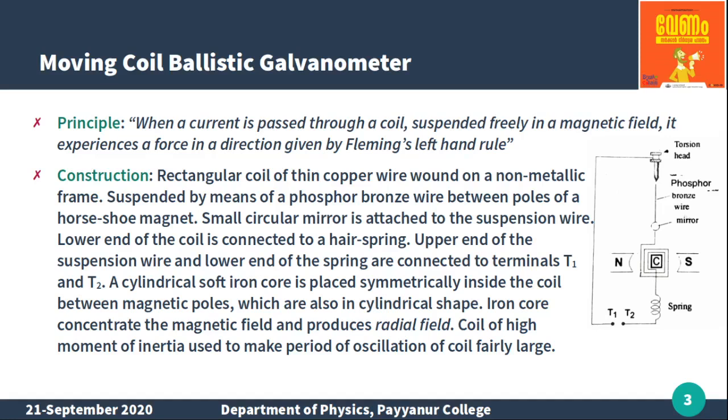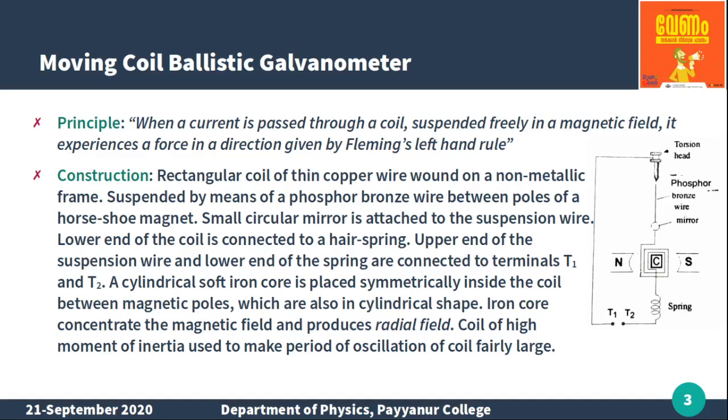But here we are simplifying that. When a current carrying rectangular coil is suspended freely in a magnetic field, it will experience a torque. That means we are going to the basic thing: if that force is acting, that force is causing the torque. That is what we learned in plus two.